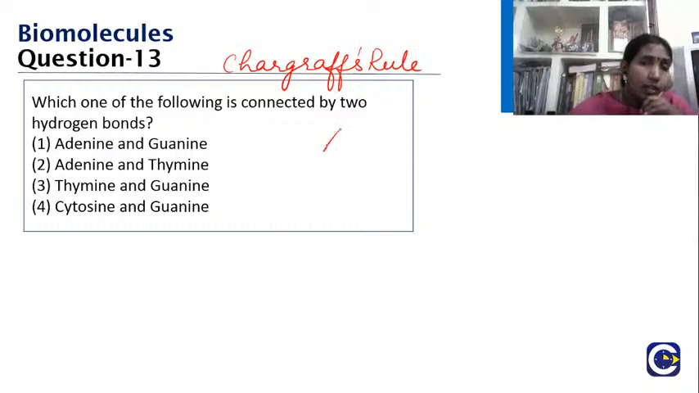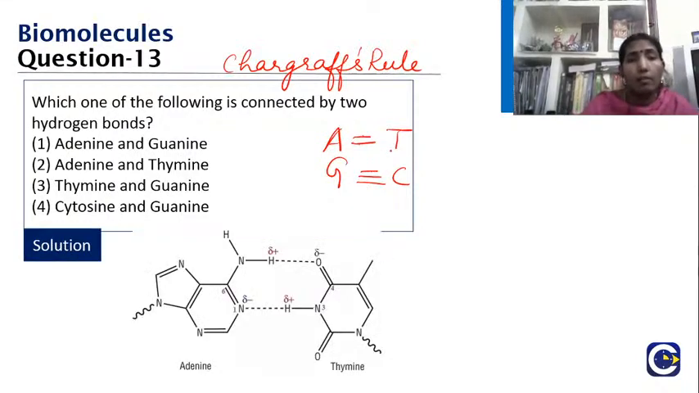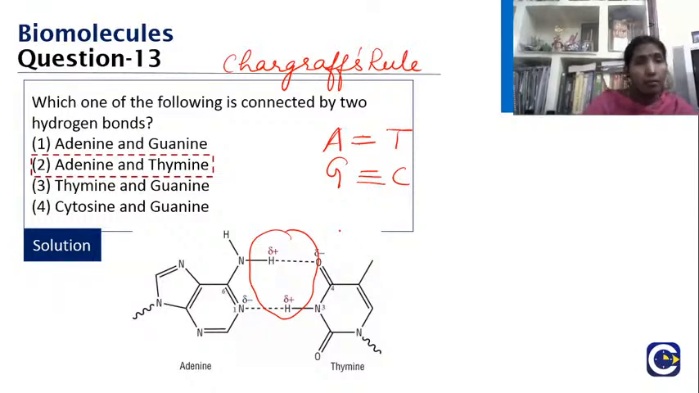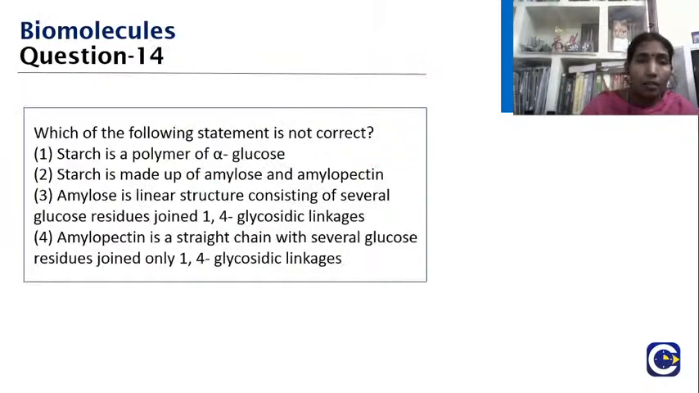According to Chargaff's rule, what is happening? A always pairs with what? T. So it will be by 2 hydrogen bonds. But what about guanine with cytosine? It is 3 hydrogen bonds. So what should be your answer? It is adenine that always pairs with thymine, and here how many bonds are you seeing? It is 2 hydrogen bonds. So what should be your answer? Adenine and thymine. Excellent, student. Very good. You have given the right answer.